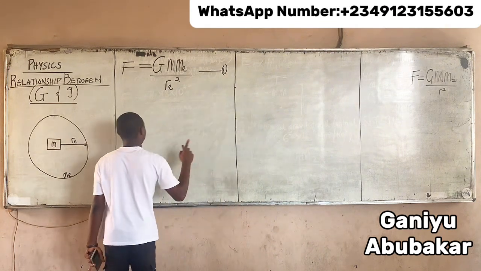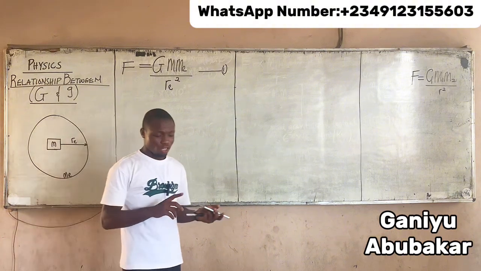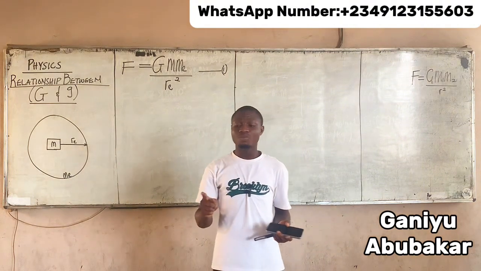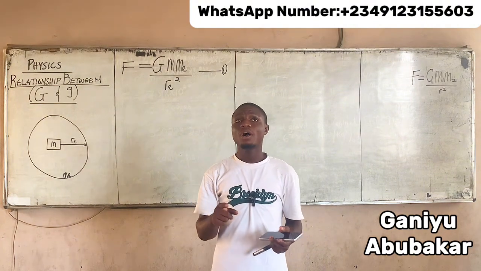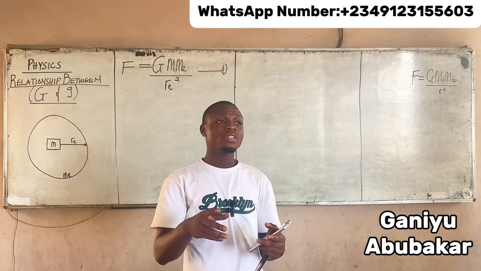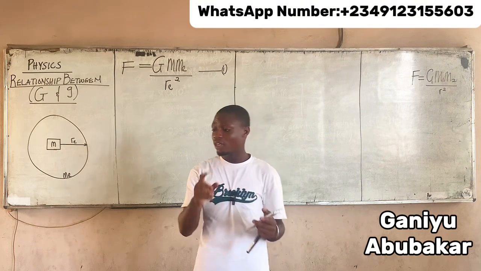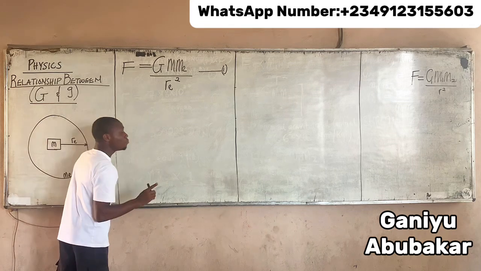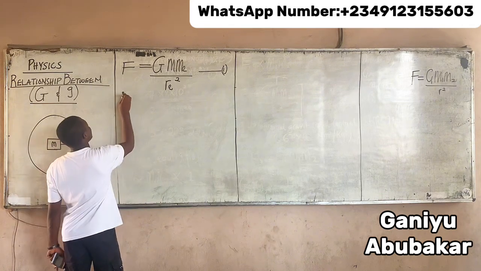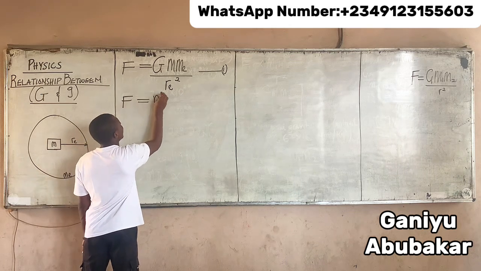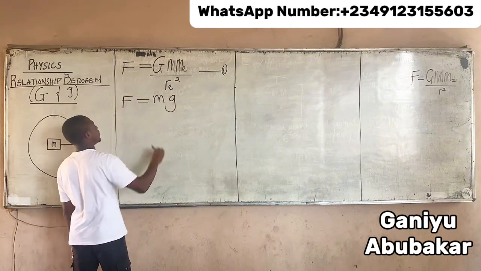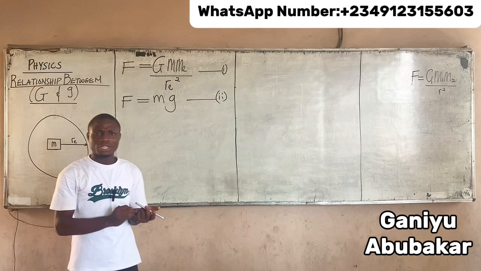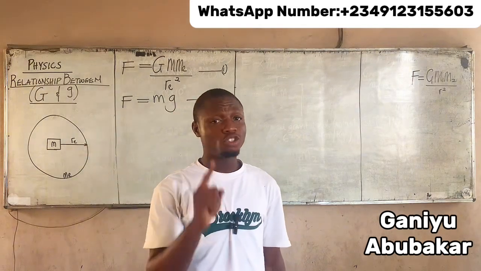If this is equation 1, go back to your Newton's second law of motion that states that the rate of change of momentum is proportional to the force and takes place in the direction of the force, right? Yes, that's the concept there. So basically, from Newton's second law of motion, we know that F is equal to what there? Mass times gravity, mg. Call this equation 2.